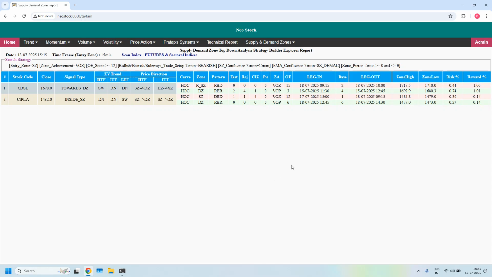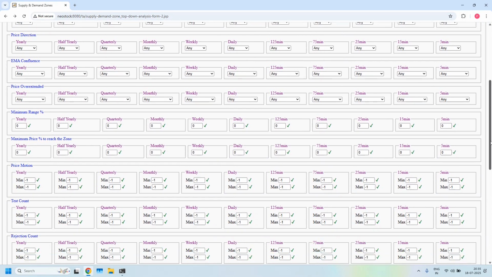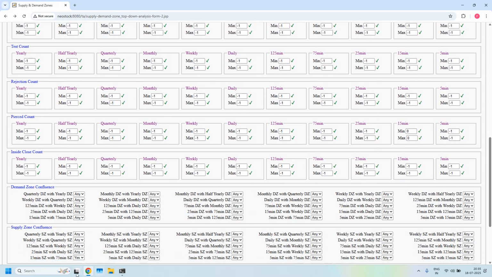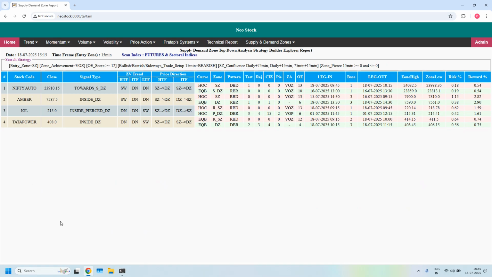Okay, next we will look into LTF, ITF and HTF supply zone confluence supported stocks, that is 15 minutes, 75 minutes and daily supply zone confluence. We have to set three filters. The first one is already enabled. Then 15 minutes and daily, and 75 minutes and daily supply zone confluence. With all the three filters enabled, we got 4 stocks. In these 4 stocks, the 15-minute supply zones are overlapped with the 75-minute supply zone, both together overlapped with the daily supply zone. And the daily trend is down in only 2 stocks.